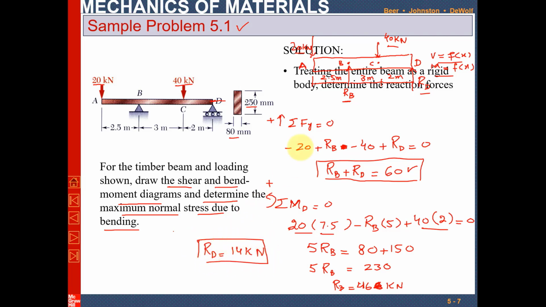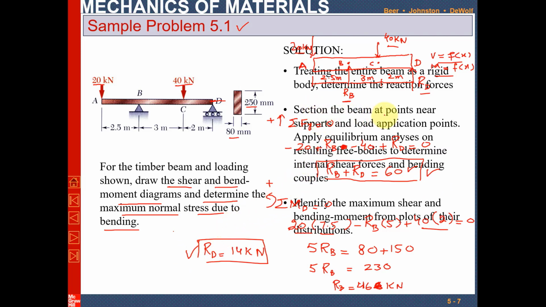These are the steps. Treating the entire beam as a rigid body, determine the reaction forces, and we did the same. We first find out the reaction forces, then the second step is to section the beam at a point near support and load application point. So this point is very important to understand. First of all, you can see there is a point load, so you have to section near this point load. And this distance must be taken very small, a negligible distance.